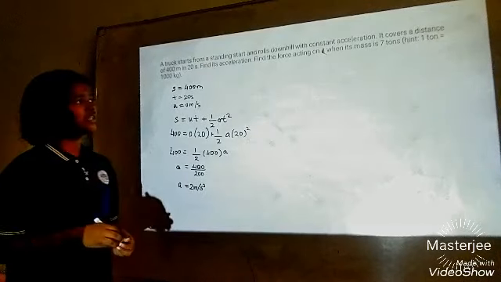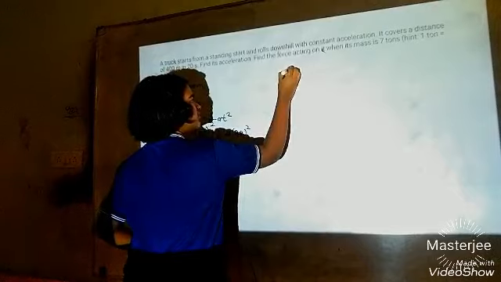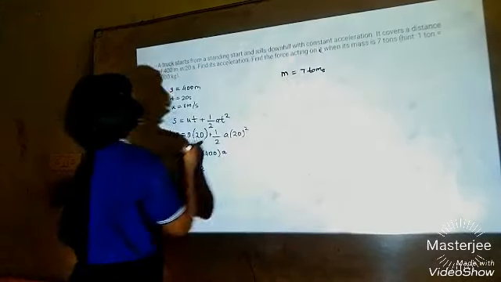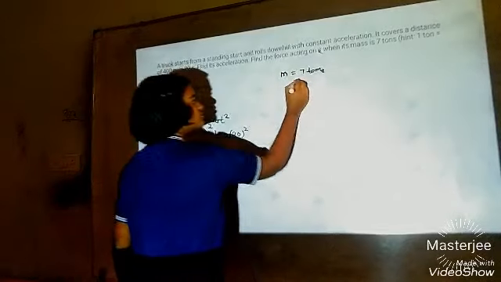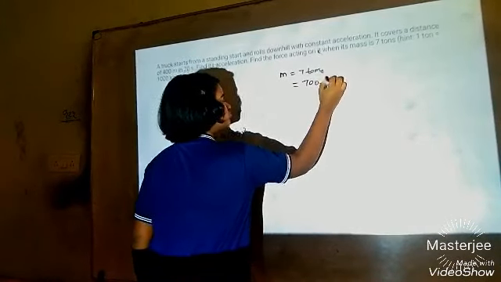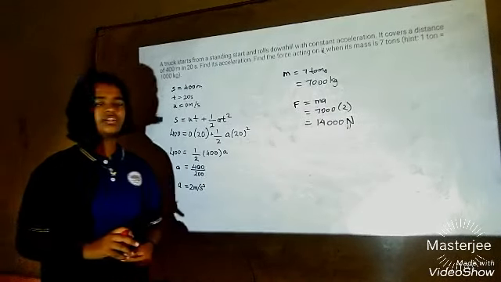Find the force acting on it when its mass is 7 tons. So here they are given that its mass is equal to 7 tons, where 1 ton is equal to 1000 kilograms. So 7 tons is equal to 7000 kilograms. The force acting on the object is 14,000 Newton.